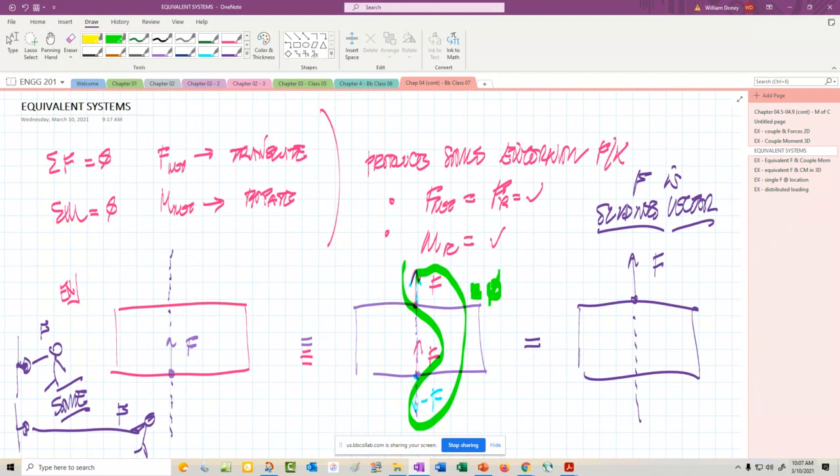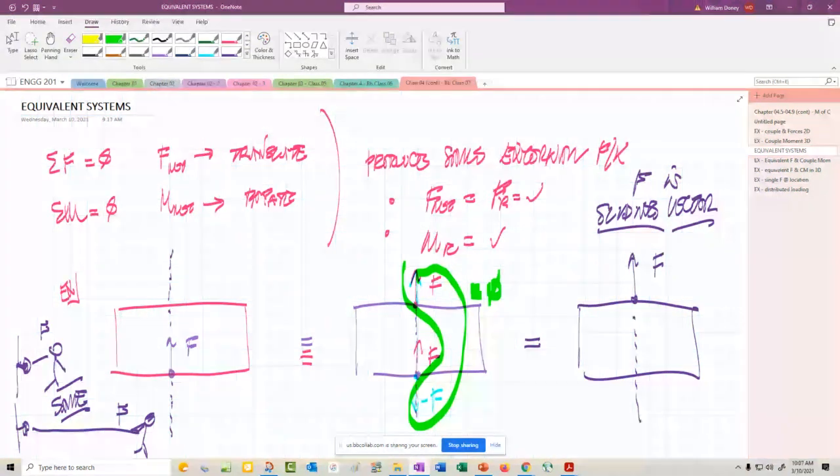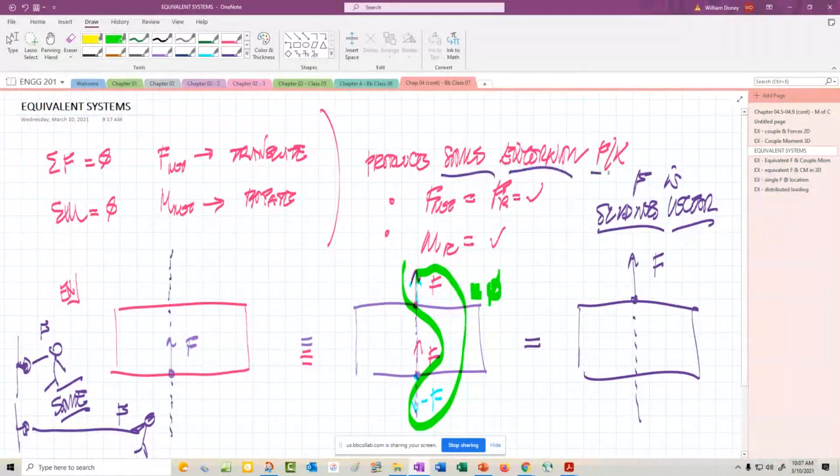This is known as the principle of transmissibility. You've heard it. You don't need to know any more than it just means I can translate or slide that vector along the line of action. Okay? And the result is that it produces the same external effects.